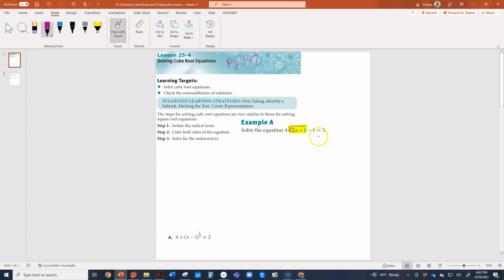Remember, when we undo things, we go in the opposite order in which we would do them if we had an x. So if we had an x, we would multiply by a 2, then we would subtract 1, then we would take the cube root of it, then we would multiply that times 4, then we would subtract 5. Since subtracting 5 is the last thing that we would do, it's going to be the first thing that we undo. So I'm going to undo that subtract 5 by adding 5 to both sides.